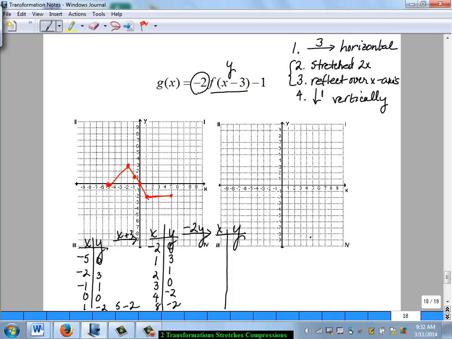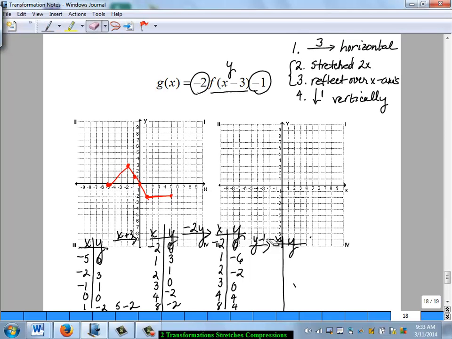So I'm basically leaving my x's alone, negative 2, 1, 2, 3, 4, 8, and taking all my y's and multiplying by negative 2. So that's 0, negative 6, negative 2, 0, 4, 4. Okay, so I've shifted it to the right, stretched, and flipped it. And the last thing I have to do is take my y's and subtract 1 because I'm dropping it down. So I'm going to say y minus 1, and all I'm going to do is take my y's and subtract 1.